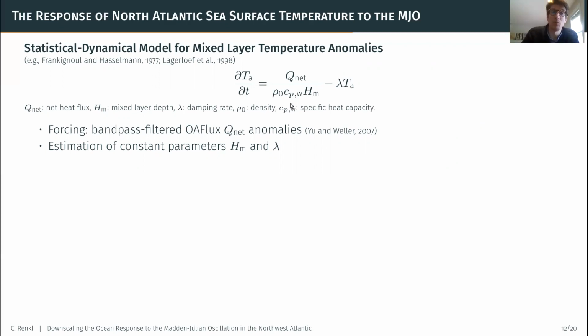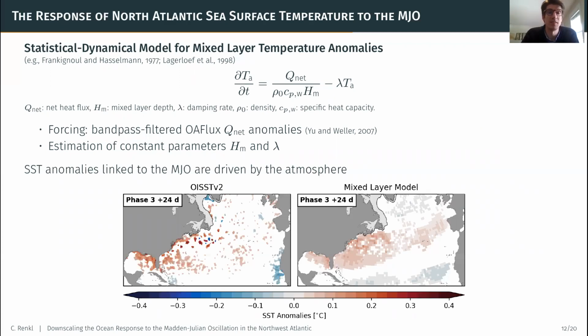As forcing, I'm using bandpass filtered heat flux anomalies, and then I use an algorithm to estimate, for each grid point individually, the constant parameters of the mixed layer and this decay parameter lambda. And then with the best parameters, I can predict the SST anomalies and do the same compositing analysis again.